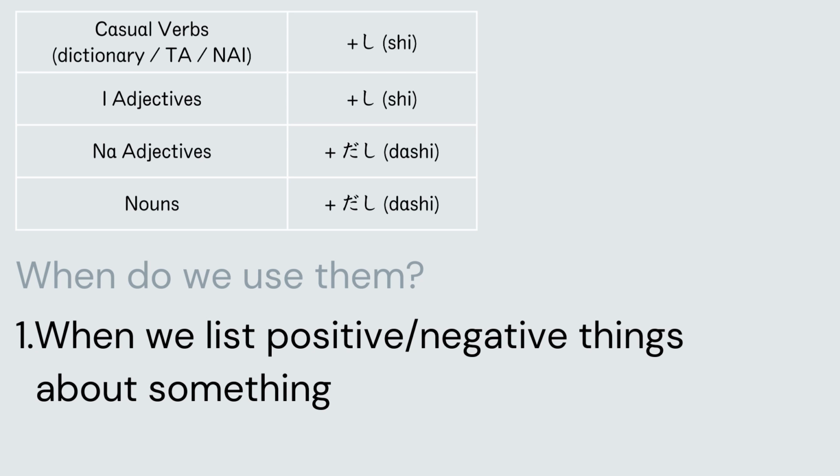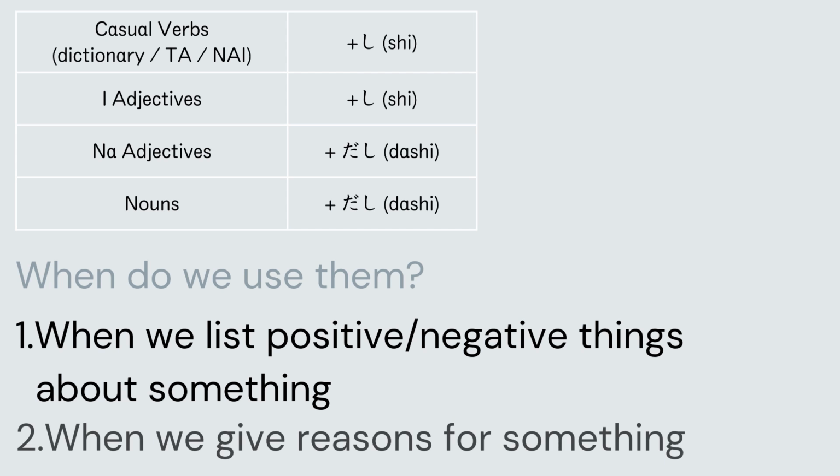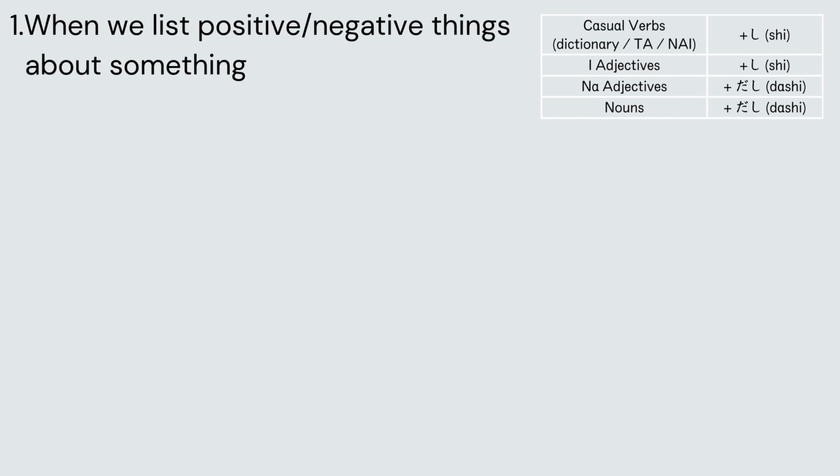Number 1, when we list positive or negative things about something. And number 2, when we give reasons for something. Let's look at number 1, when we list positive or negative things about something. We would use adjectives the most.